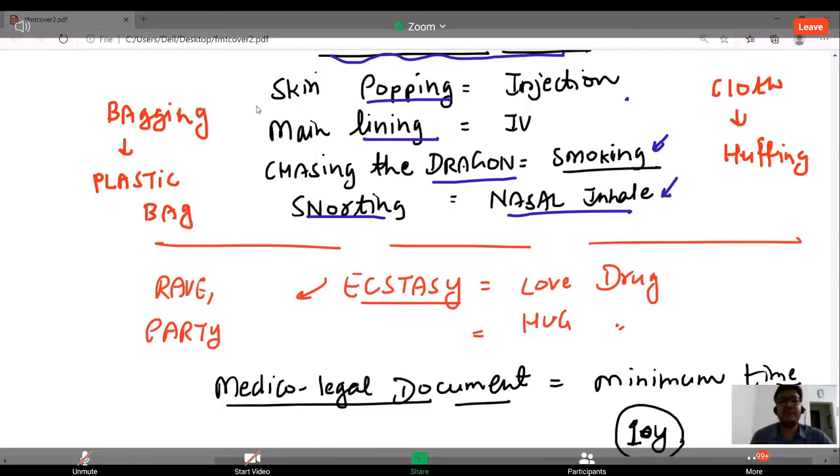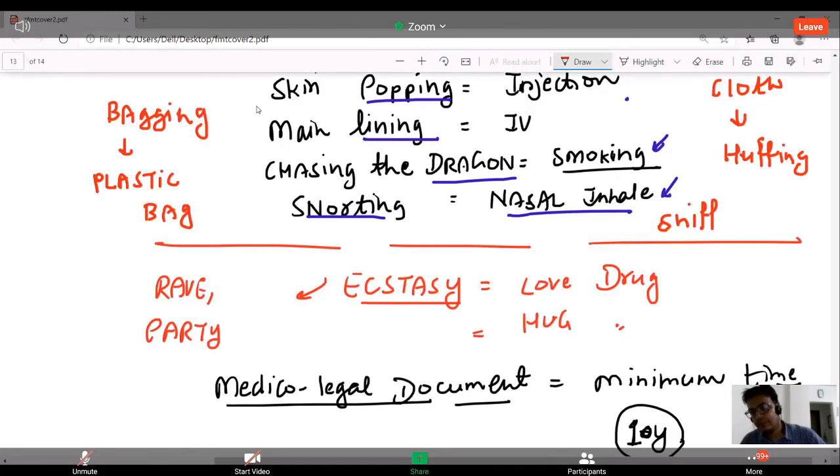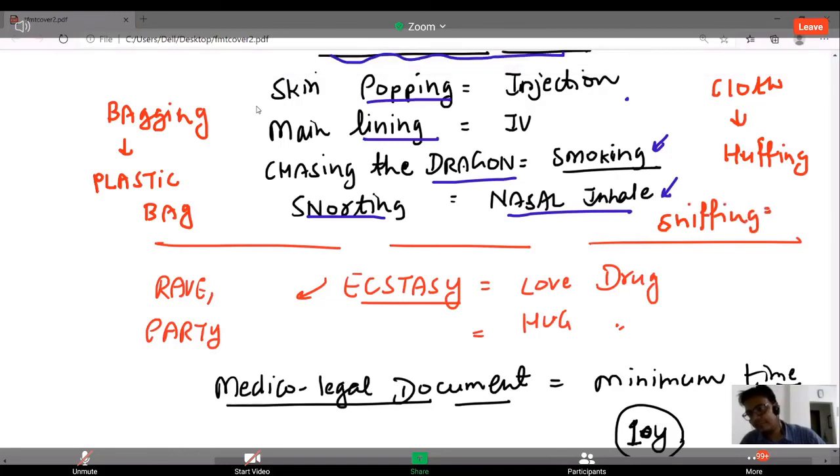What is sniffing? Nasal inhalation directly, that is also known as sniffing. Nasal inhalation. So Doctor, remember this: huffing is for cloth, bagging is for plastic bag, and this is called sniffing. Sniffing.